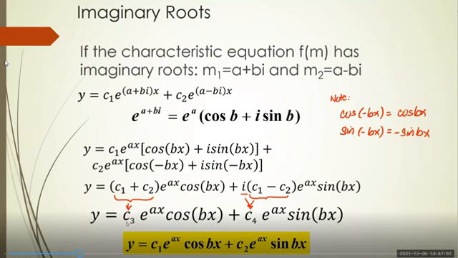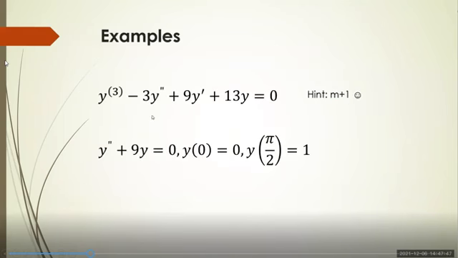Since you're basically left with just two constants, we can simplify this to the general form of c1 e to the ax cosine of bx plus c2 e to the ax sine bx. Some of you might ask, sir, isn't it that we have two roots, m1 equals a plus bi and m2 equals a minus bi? How is it that we only have one answer? Yes, because this already considers that when we combined c1 and c2 here, and c1 minus c2 including the i, that's already incorporated. So let's go to the examples.